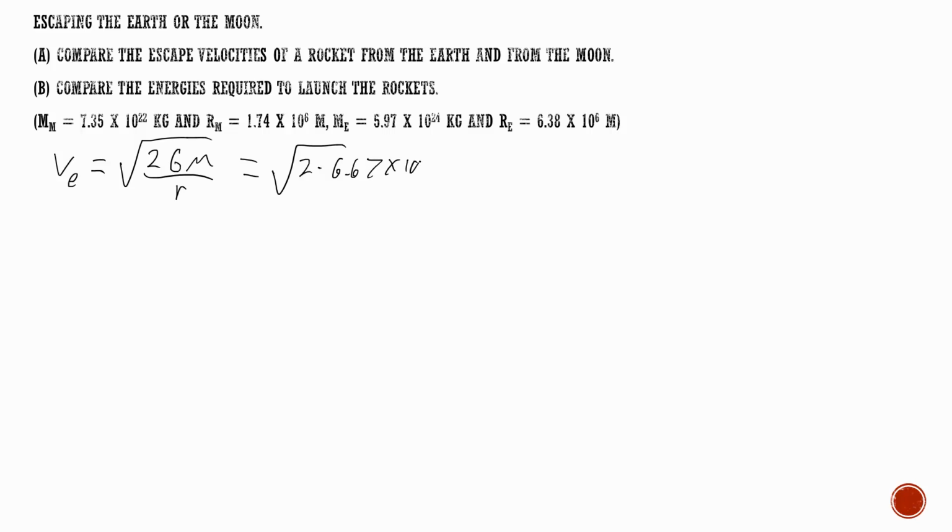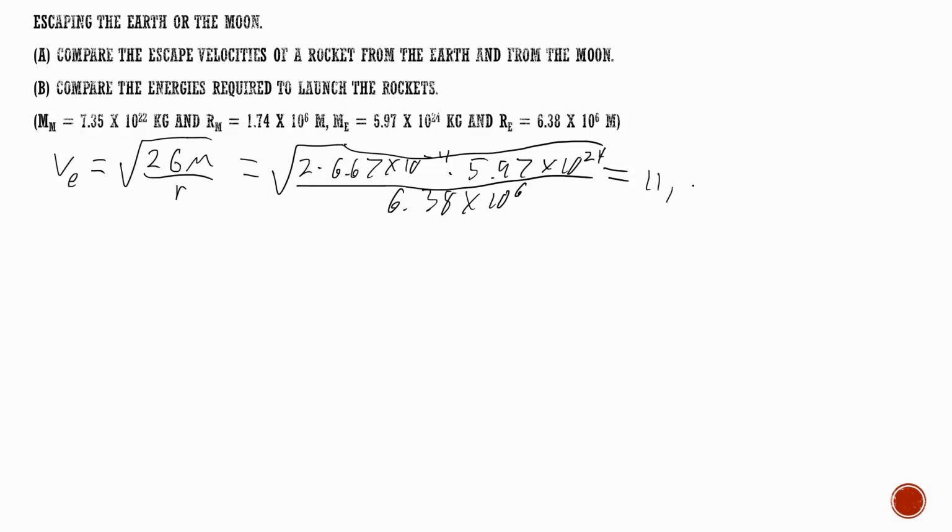So we're going to have root 2 times 6.67 times 10 to the negative 11th, mass of Earth 5.97 times 10 to the 24th, radius of the Earth 6.38 times 10 to the 6th. Plug that into your calculator and you get an escape velocity of 11,173 meters per second, which is around 25,000 miles per hour.